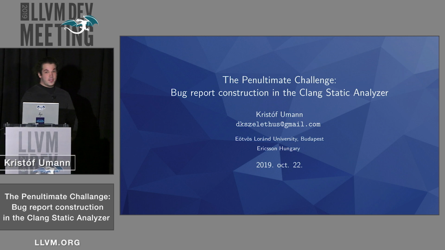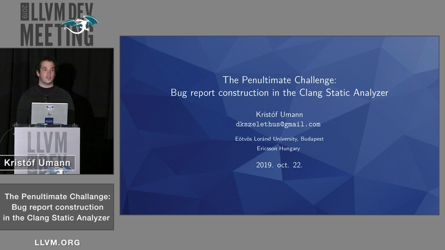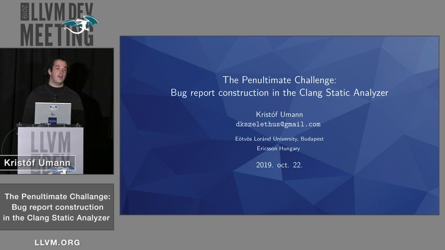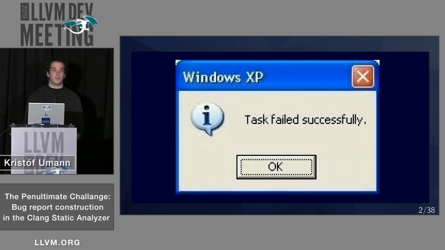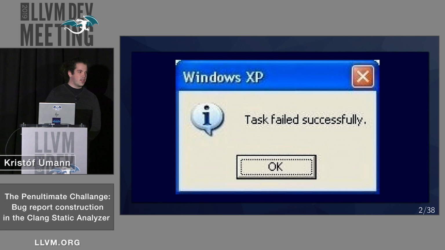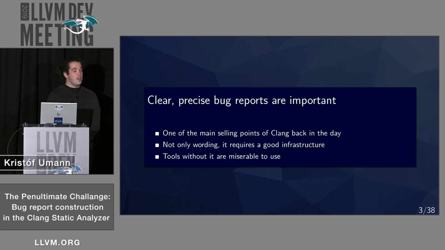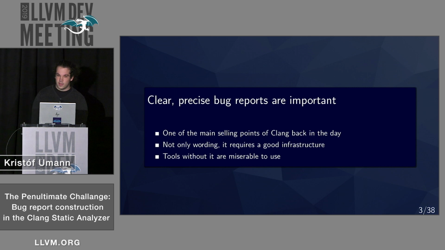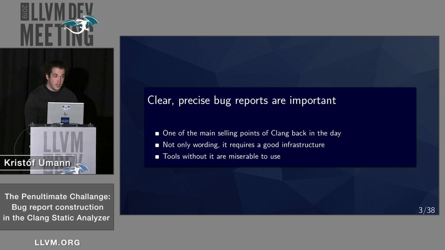Now, why is this the penultimate challenge? Well, the ultimate challenge of static analysis is, of course, the analysis itself, namely finding bugs. But I don't think I have to emphasize the importance of clear and precise bug reports or error reports, because they are oftentimes one of the main bottlenecks of development. It was also one of the main selling points of Clang back in the day against GCC.